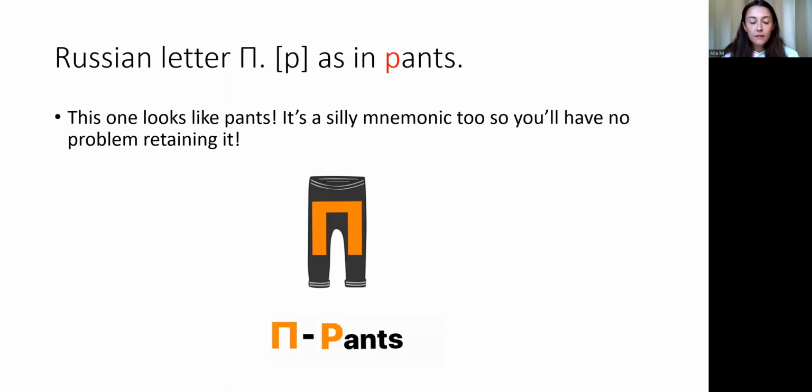Russian letter P. P as in pants. This one looks like pants. It's a silly mnemonic, so you'll have no problem retaining it, right? So it is actually good that this mnemonic is a little bit silly because your brain remembers weird stuff. P as in the word pants. It does look like pants, so let's not overcomplicate it. P as in the word pants. P. P. Good. Let's move on.